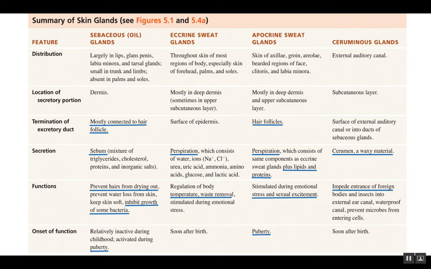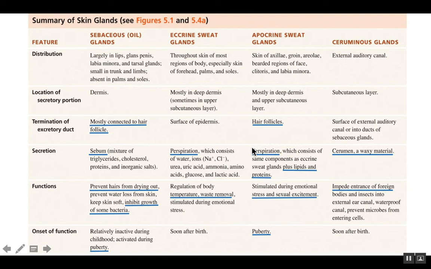These sweat glands are found just in specific areas of the body. You've got a lot of them in your armpits, your axillary regions, in your groin, the areola of the nipple, bearded regions of the face, the clitoris, and the labia minora, which are parts of the female external genitalia.